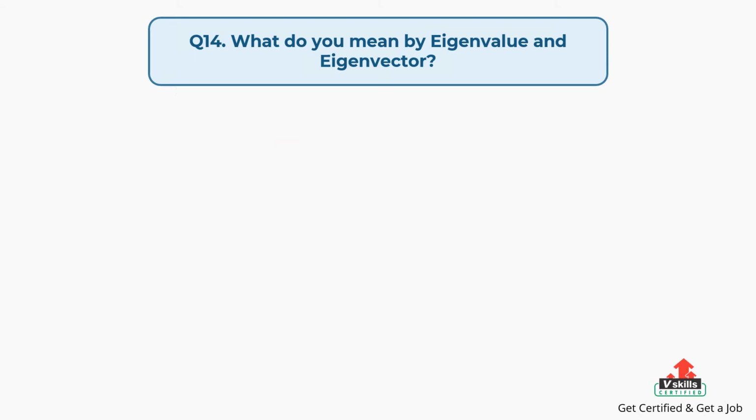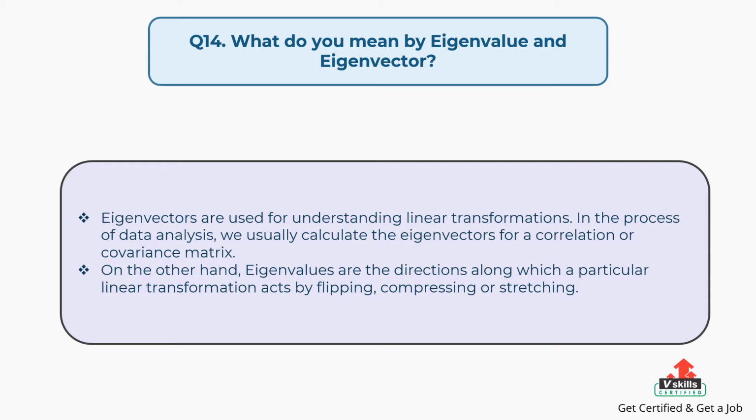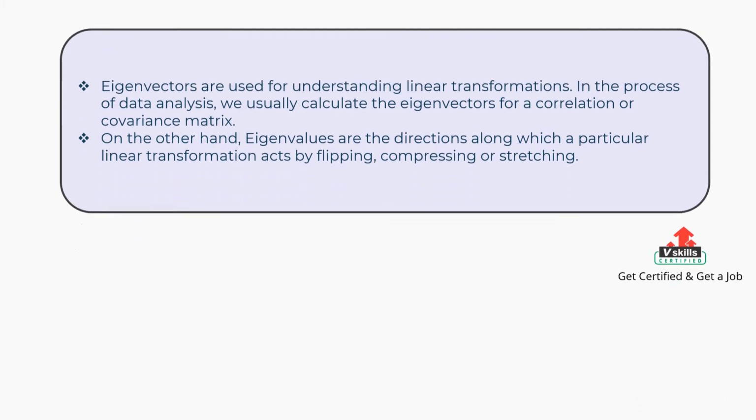Question number 14. What do you mean by eigenvalue and eigenvector? The answer is: eigenvectors are used for understanding linear transformations. In the process of data analysis, we usually calculate the eigenvectors for a correlation or covariance matrix. On the other hand, eigenvalues are the directions along which a particular linear transformation acts by flipping, compressing or stretching.